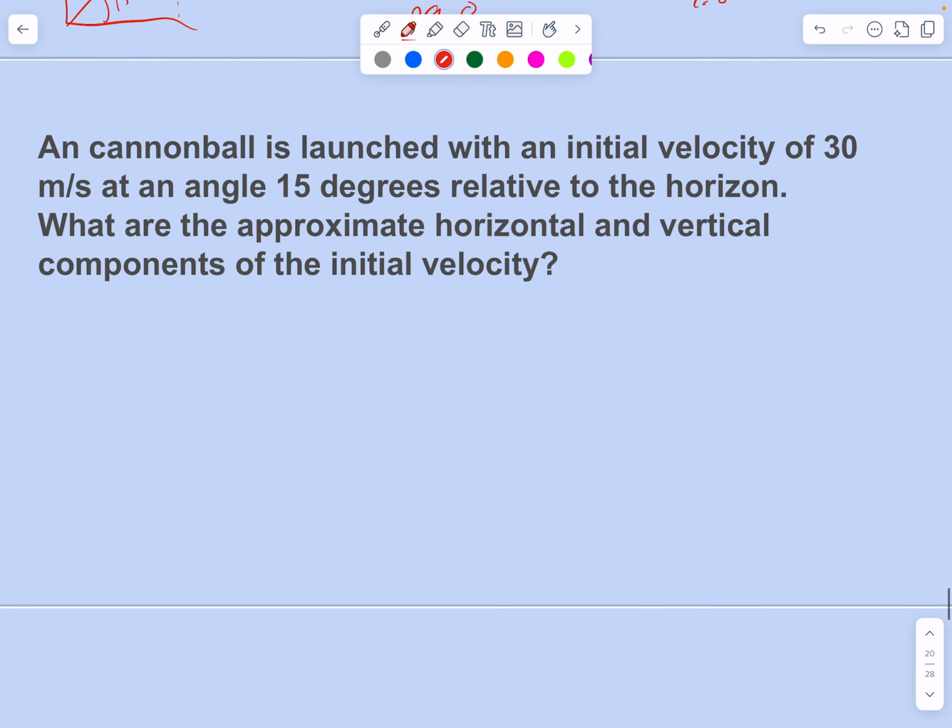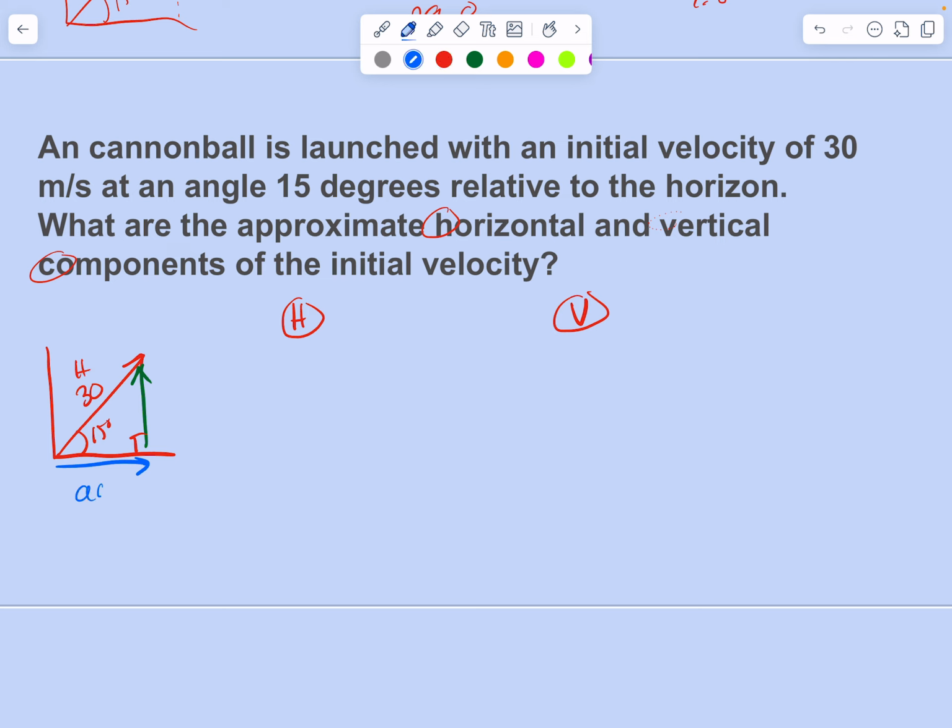All right, cannonball. We did not do this one in the class. Is launched with a velocity of 30 meters per second at an angle 15 degrees relative to horizon. What are the approximate horizontal and vertical components? So once again, this is the easier one. We're doing horizontal and vertical component. And again, this is the horizontal component. And I could say this is the vertical component. And that makes this my hypotenuse, which makes this my adjacent and makes this my opposite.